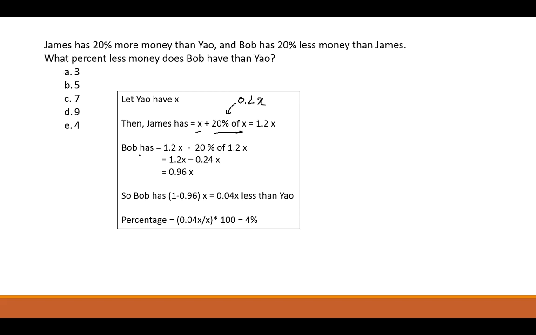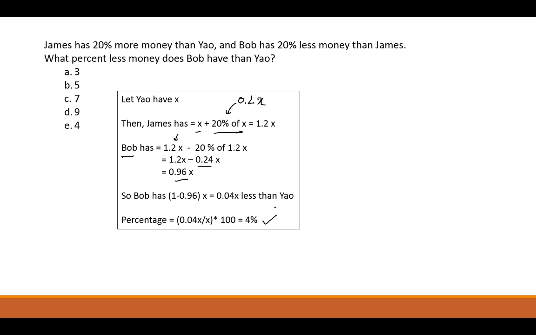Now when we are considering Bob, we have to take into account that he has 20% less than James, not less than Yao. So what he has is what James has, 1.2x, minus 20% of what James has. 20% of 1.2x is 0.24x. When you subtract that, you get 0.96x, and since Yao has x, Bob has 1 minus 0.96x, which is 0.04x less than Yao. We can use these two values to find the percentage, which comes out to be 4%.